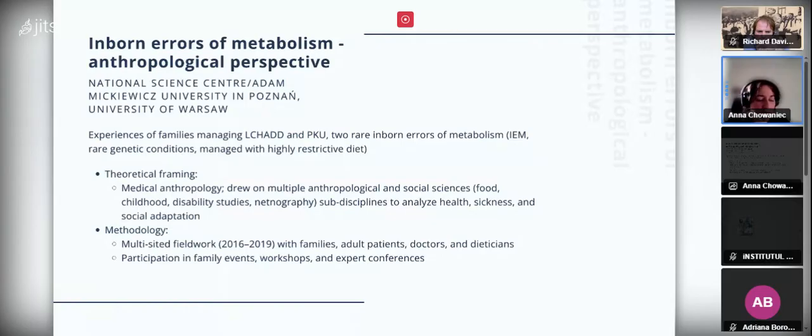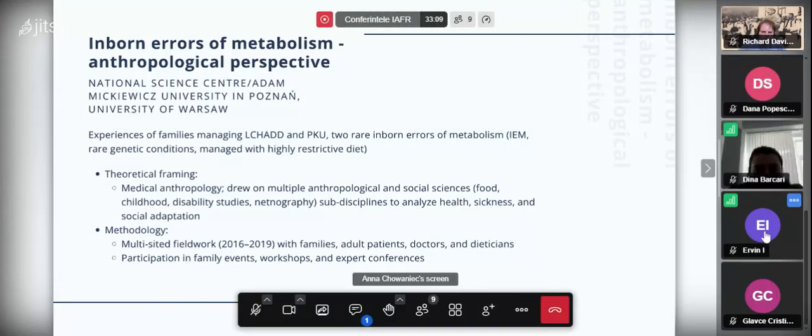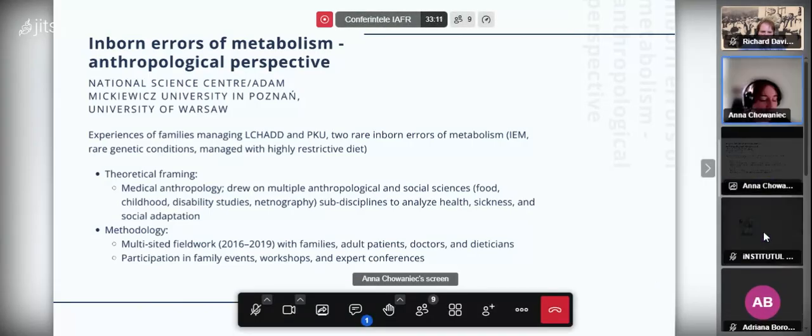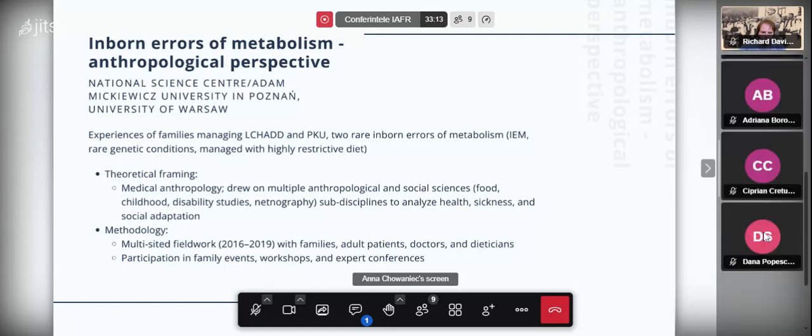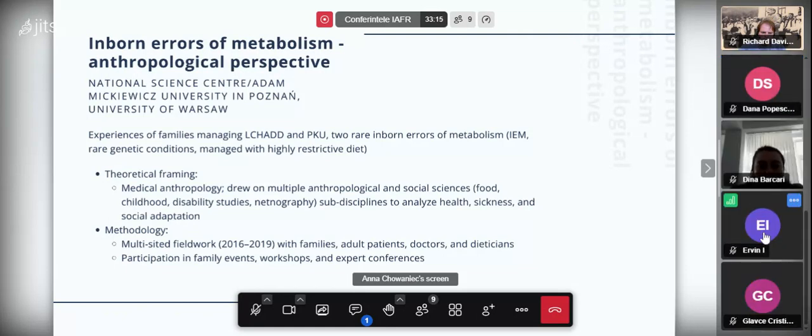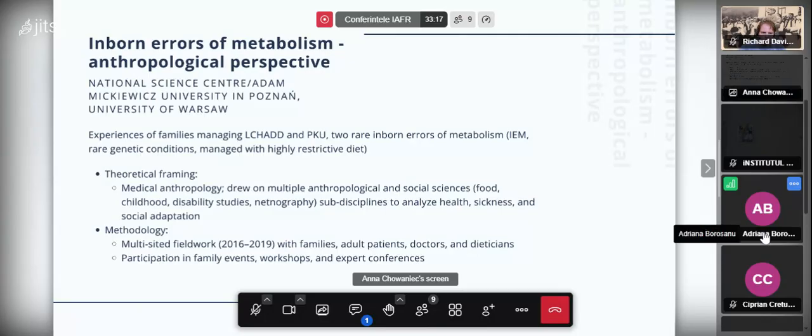It drew on many anthropological and social science subdisciplines to analyze what health and illness, as those multidimensional constructs, mean in the context here of the Polish system and Polish society, and how these families adapted to the situation. And it employed, let's say, a straightforward anthropological method of fieldwork with families and other stakeholders across different spaces.